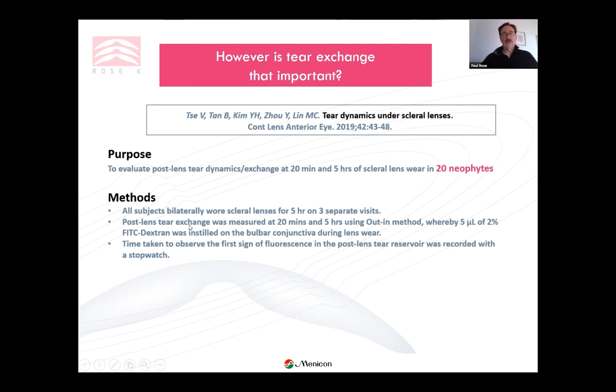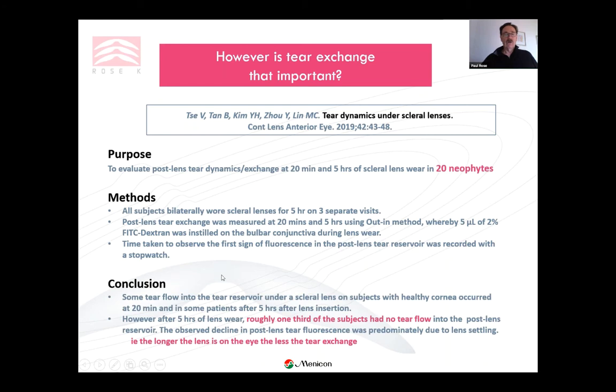So the method they used, all subjects wore the lens bilaterally for 5 hours on 3 separate occasions. And then tear exchange was measured by putting a small amount of fluorescein on the conjunctiva, a few blinks, and then watching to see how quickly that fluorescein entered underneath the lens during lens wear. So they used a stopwatch to observe the first signs of fluorescein in the post-lens tear reserve after the lens was put in. What was their conclusion?